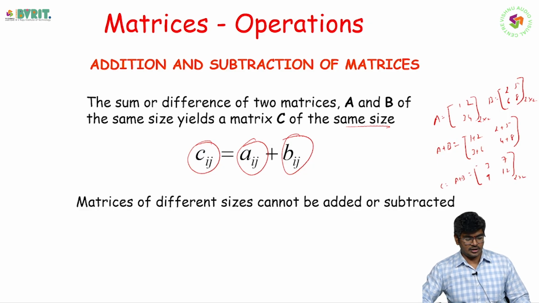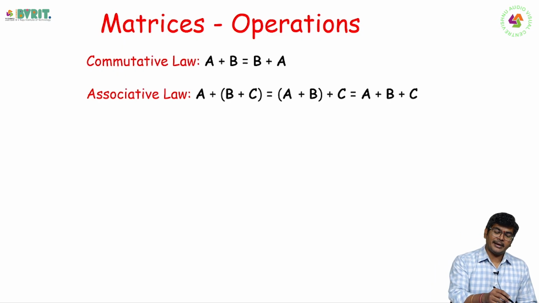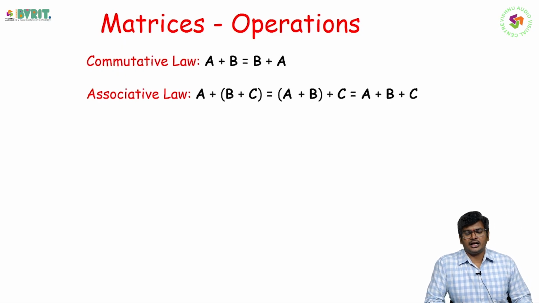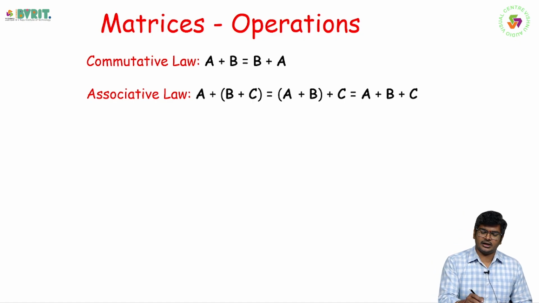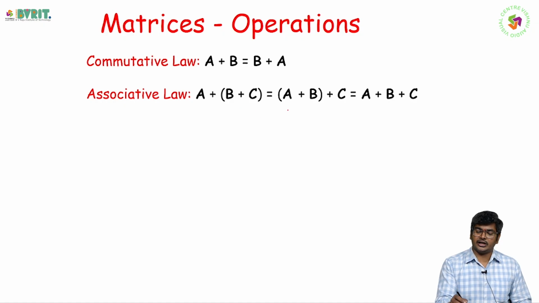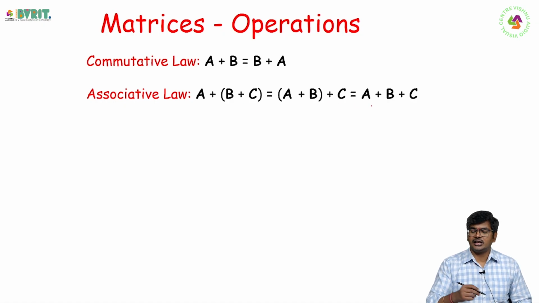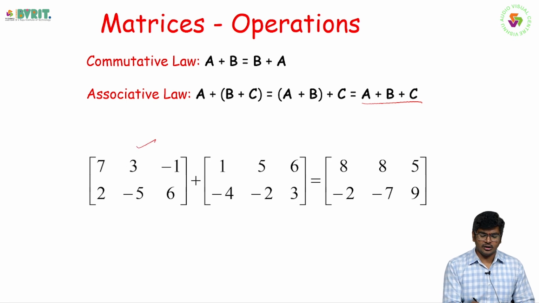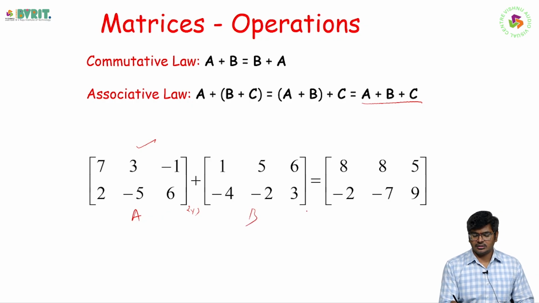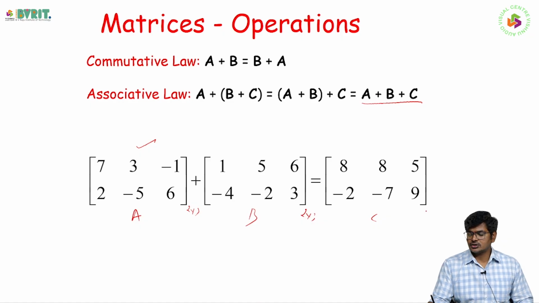We get the same order. In matrix addition the commutative law is satisfied: A plus B is equal to B plus A. It also satisfies the associative property: A plus B plus C is equal to A plus B plus C. Here observe, this is a matrix. What is the order? 2 by 3. This is the A matrix, this is the B matrix, and its order is also 2 by 3. This is called the C resultant matrix, and its order is also 2 by 3.